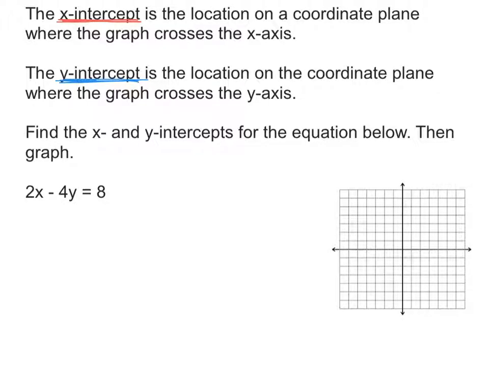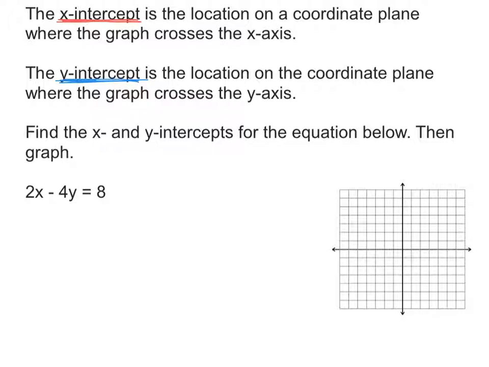Hello. Today we're going to be looking at graphing using the x and y intercepts for my function. Now, the x-intercept is defined as the spot or location on a coordinate plane where the graph is going to cross the x-axis. And the y-intercept is the same. It's just where the graph is going to cross the y-axis.